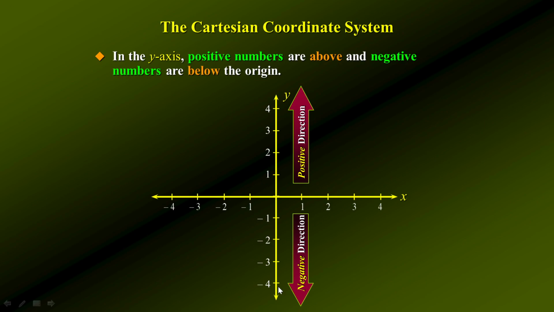So, pababa. So, lagi nating tatandaan kapag nakahiga or horizontal, that is x-axis. To the right, positive. To the left, negative. Yung nakatayo naman, that is the y-axis. Pataas is positive. Pababa naman po is negative.